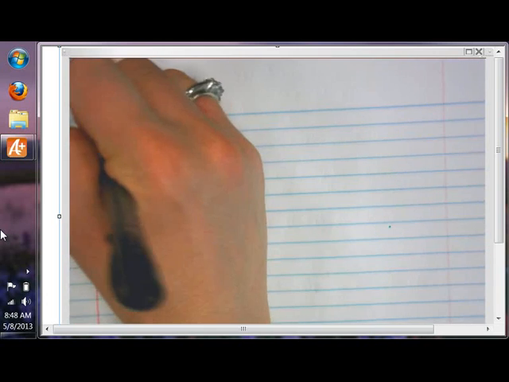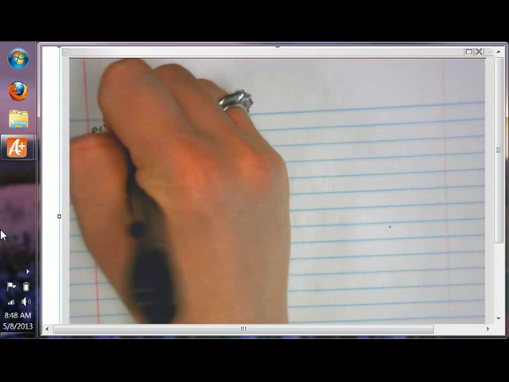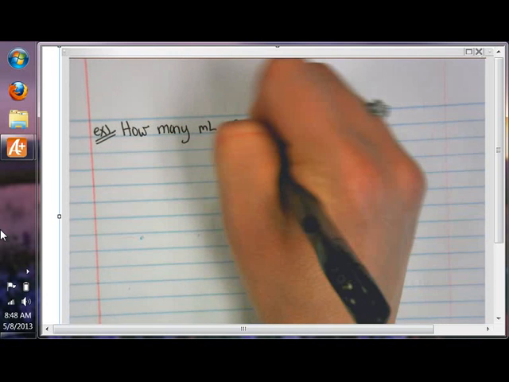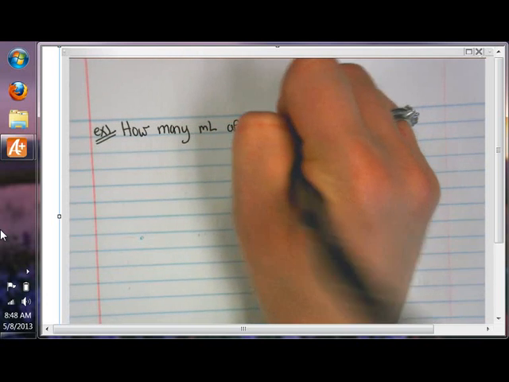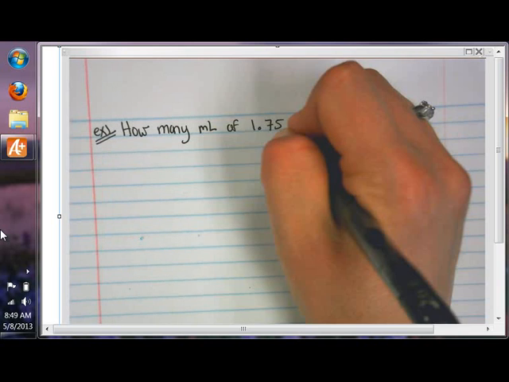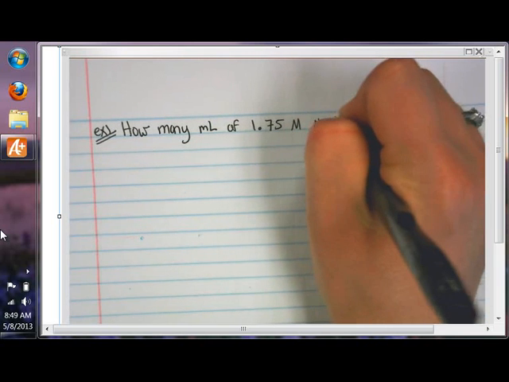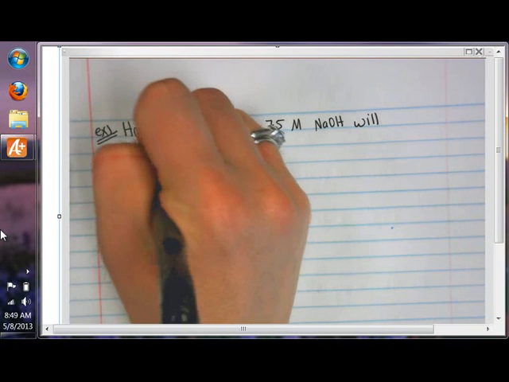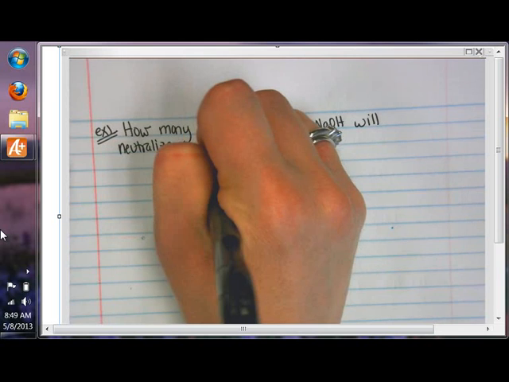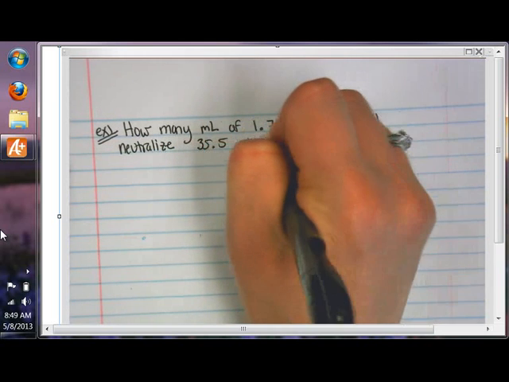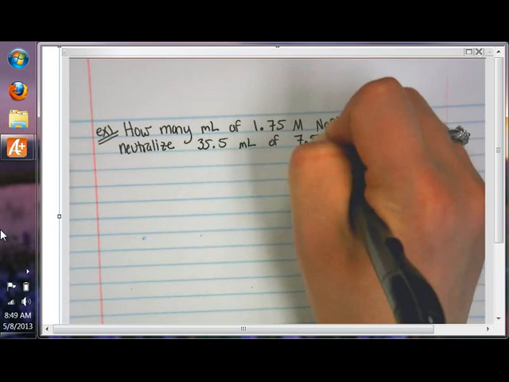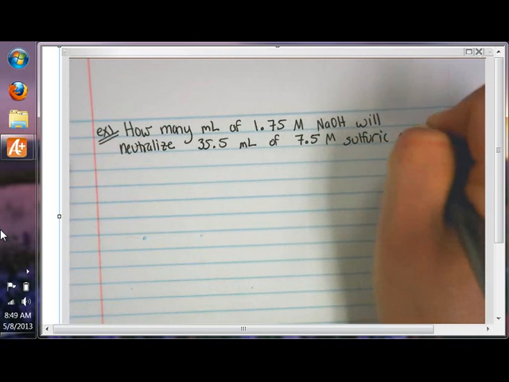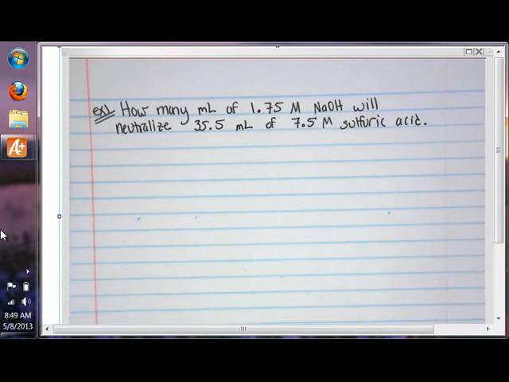Hope I can. How many milliliters of 1.75 molar NaOH will neutralize 35.5 milliliters of 7.5 molar sulfuric acid? So I'm going to write my information down the side.